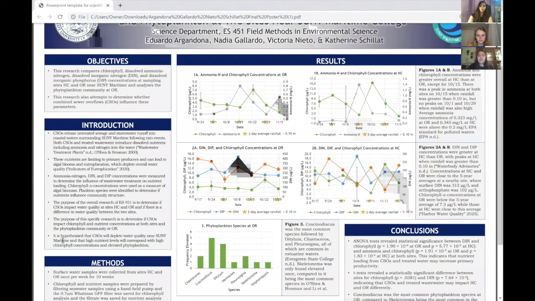We have a formulated hypothesis that CSOs will deplete water quality near SUNY Maritime, and that high nutrient levels will correspond with high chlorophyll concentrations and elevated phytoplankton. And here are the methods.